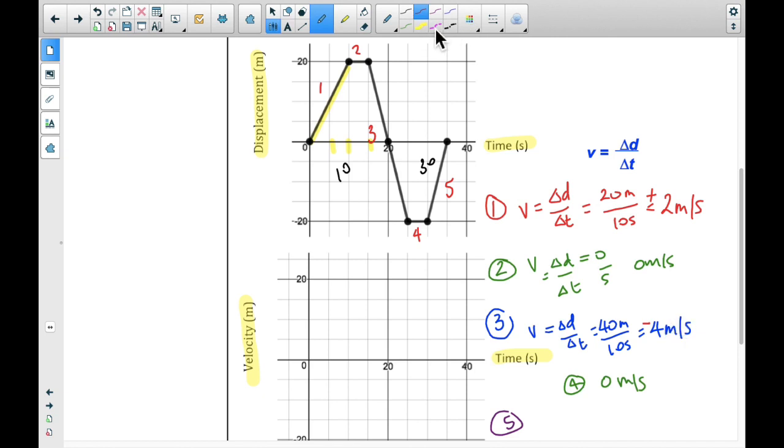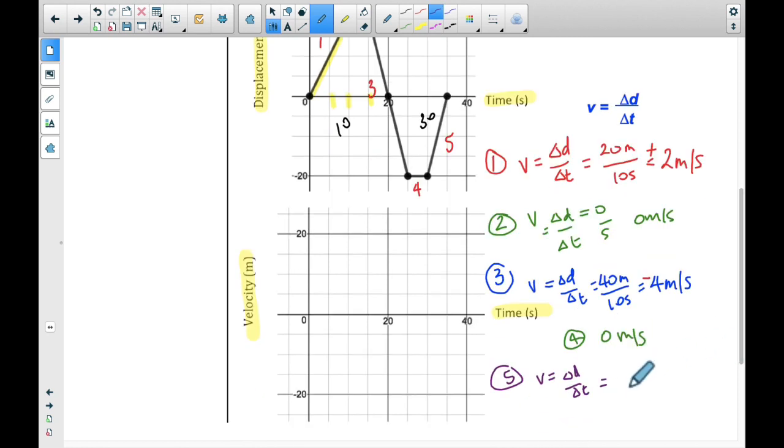And then for this last one, it goes from -20 all the way up to 0. So that's a change in 20 meters over 5 seconds. And that comes out to be 4 meters per second again. And that time it is a positive 4 meters per second. This one was a negative 4 meters per second. This one is a positive 4 meters per second.